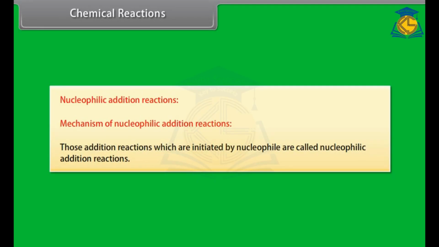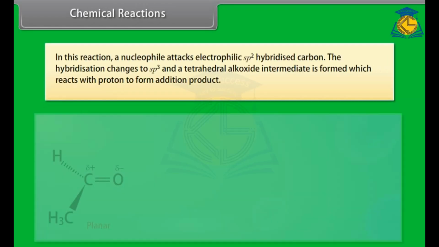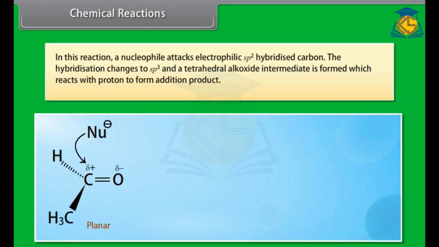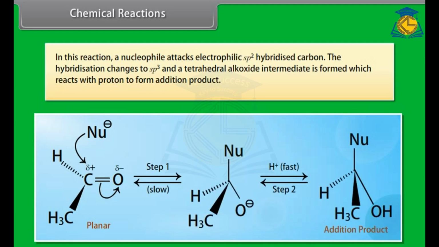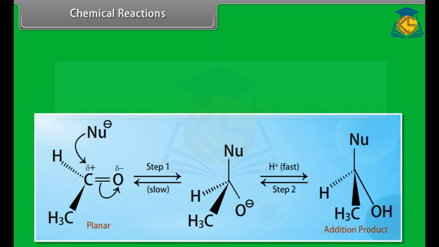Those addition reactions which are initiated by nucleophile are called nucleophilic addition reactions. In this reaction, a nucleophile attacks electrophilic sp2 hybridized carbon. The hybridization changes to sp3 and a tetrahedral alkoxide intermediate is formed which reacts with proton to form addition product.